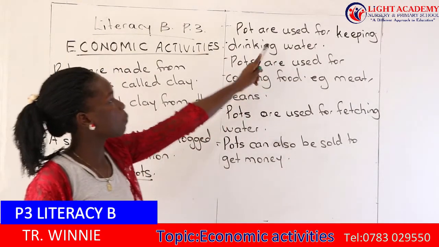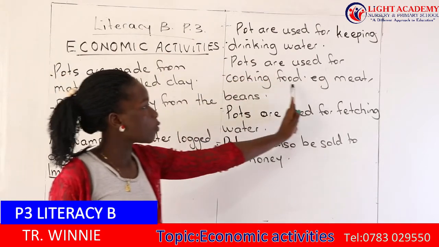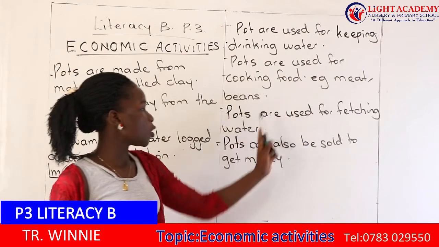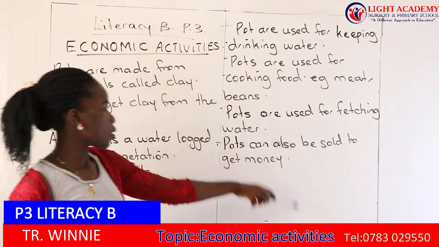Pots are used for keeping drinking water. Pots are used for cooking food, for example meat and beans. Pots are also used for fetching water. Pots can also be sold to get what? Money.